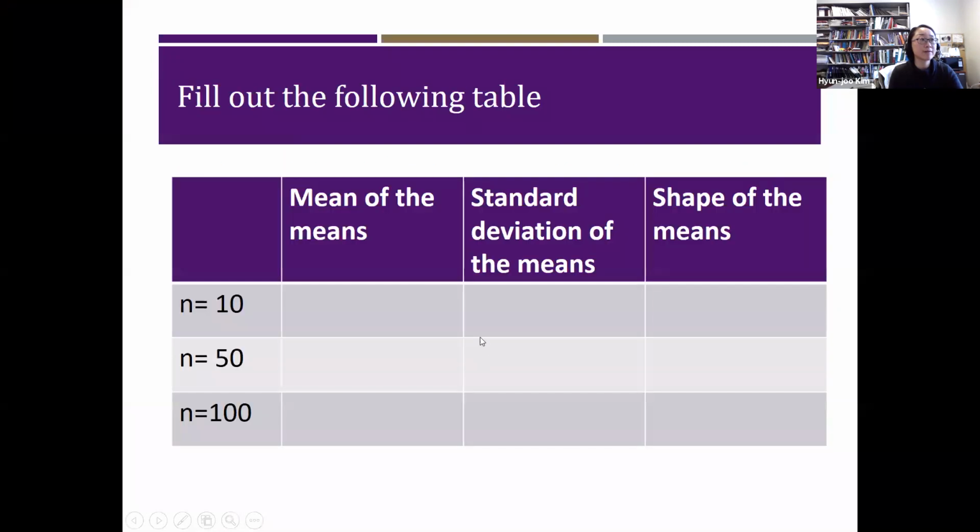Saying that, we're going to summarize all that information in one slide. The purpose of this slide is to look at the mean of the mean values, the standard deviation of the mean values, and the shape of the distribution of the means, and how they are similar or different as we alter our sample size. In particular, when the sample size gets larger, 10, 50, and 100, what's going to happen to each measure? That's what we're going to do.